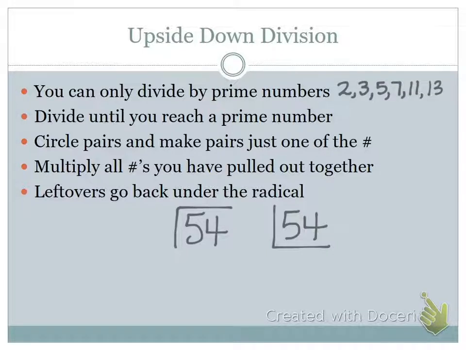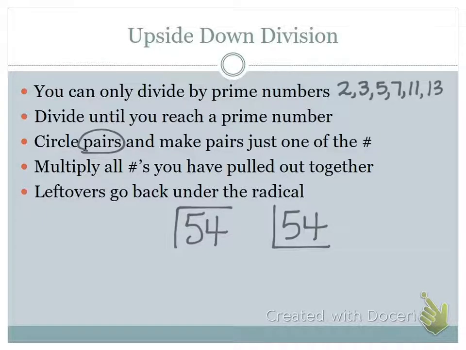All right, now, when you're doing your upside down division, you're going to keep dividing until you reach a prime number. So once you reach a prime number, you're done dividing. You're then going to find your pairs. Why are we finding pairs? And this is important because as you move further in math, you might be looking for sets of 3 or sets of 5, depending on your root. So the reason we're looking for pairs right now is because all of our problems are square roots. All right, when we're talking about a number being squared, what's the exponent? 2. Okay, so we're circling pairs, and we're making the pairs just one of the number. And we'll get to that explanation a little bit more in a minute.